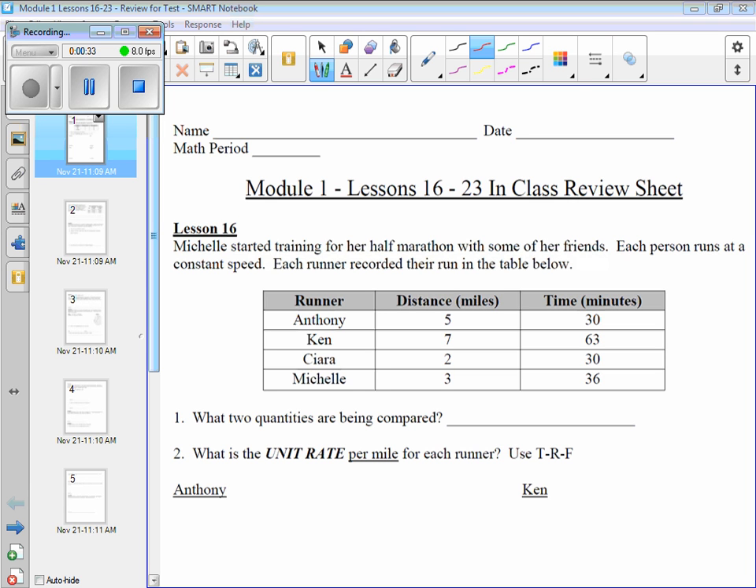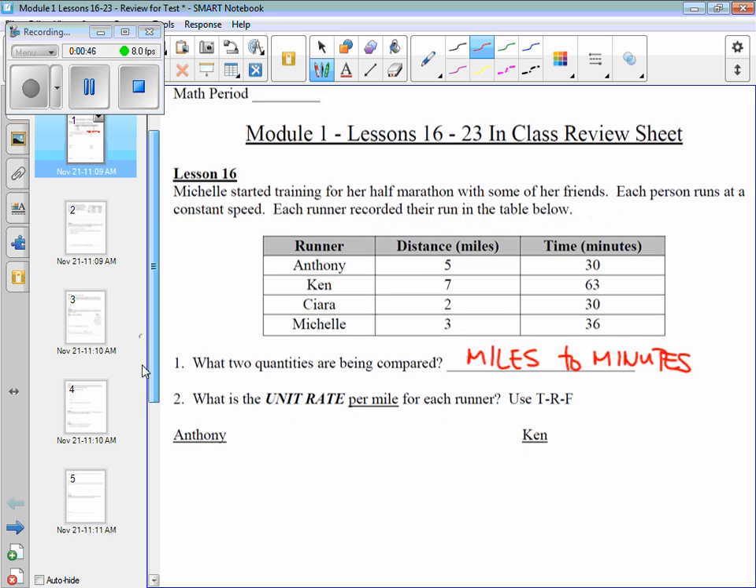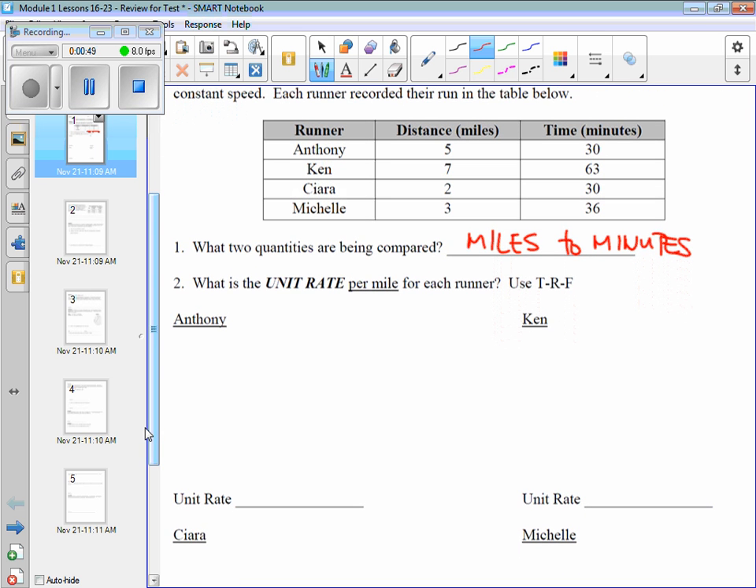The two quantities being compared are obviously your miles to minutes. And we have to find the unit rate per mile for each runner. On the original sheet, this idea of per mile was omitted. It was left out, and we have since added it in class. I'm asking you to find the unit rate for miles, not for minutes. It's actually going to make things a lot easier, as you'll see. We're going to use TRF for all of this. So our template is going to be miles over minutes.